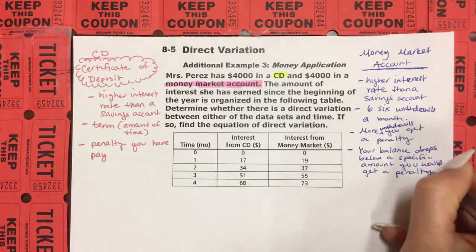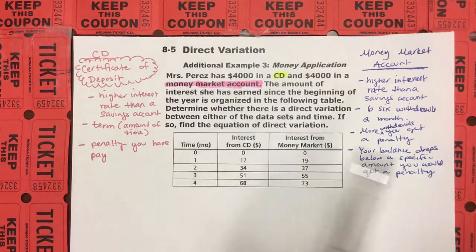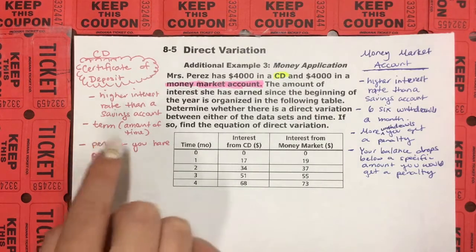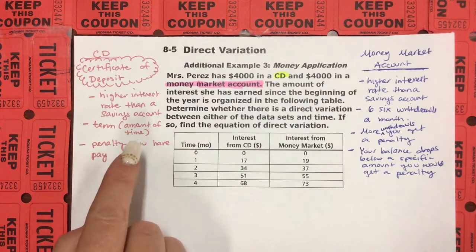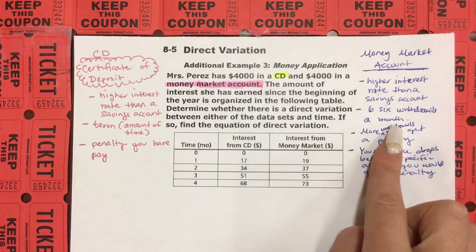Okay? So these are 2 things that are definitely better than a savings account in the fact of being able to earn interest for your money, but they come with a catch. The CD, you have to have that money invested for a specific amount of time, and if you try to take it out before that time, you get a penalty. And money market, this might be better.